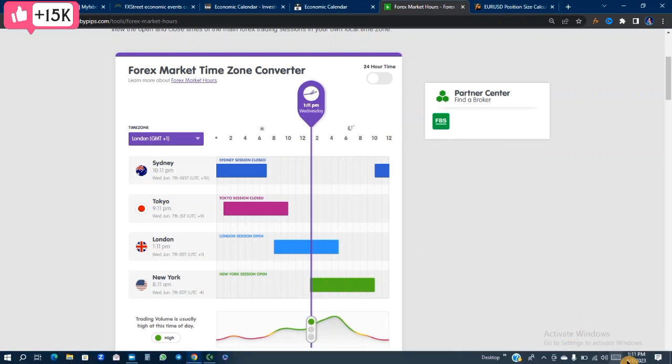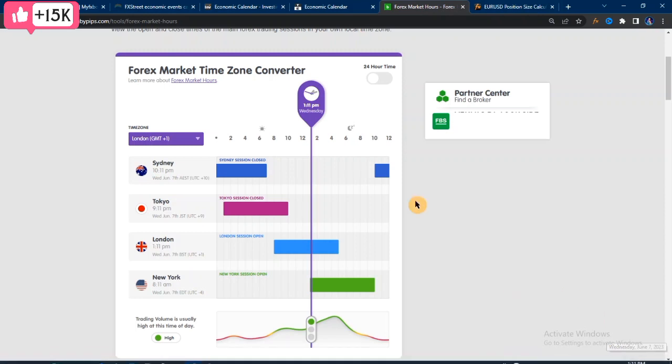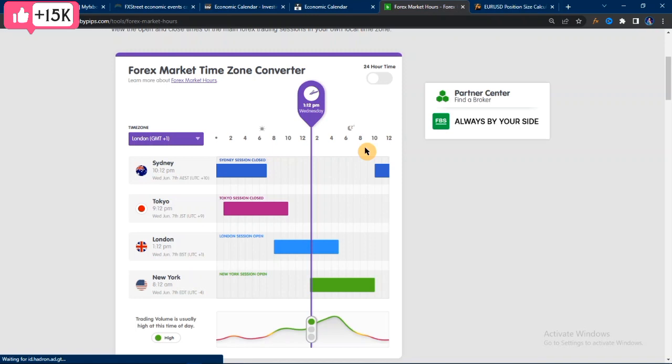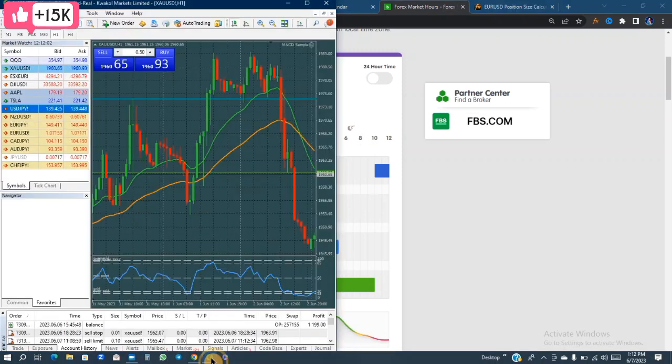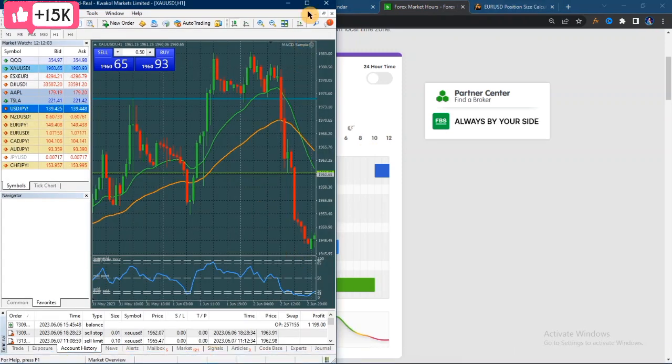If you look at my time right here, this is 1:11, and you can see on their time frame this is exactly 1:11. So in my region, the New York session is going to open exactly at 1:30. So what I'll do is I'll go to my platform.